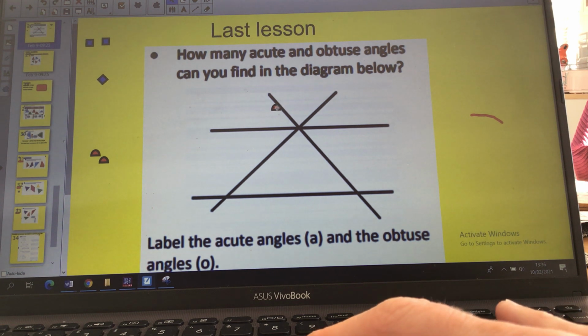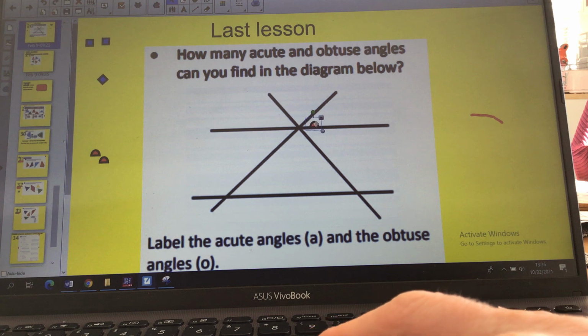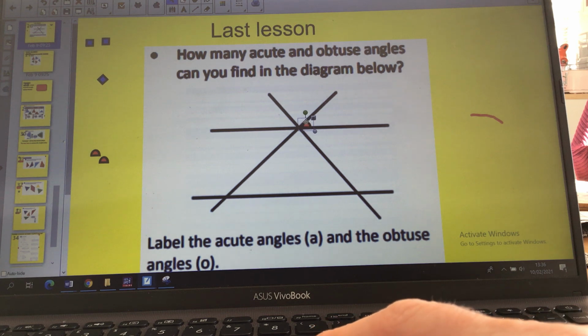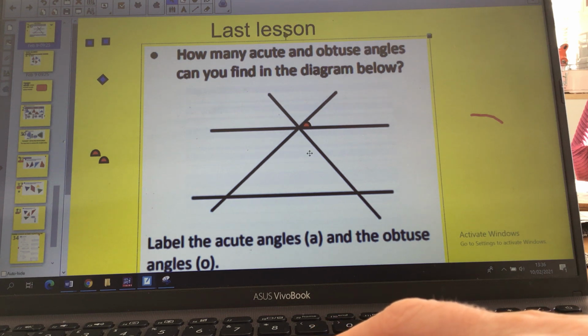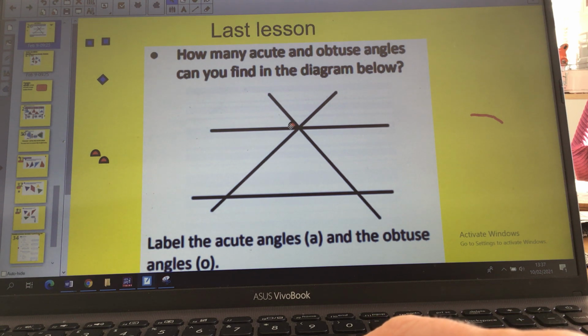So if I lift my little shape up here, I can put my little coloured angle in there. Can you see that I've made an acute angle? Where else could I put this? I could put it there. Where else could I put this? Oh, I could put it there. Yeah, another acute angle, and the opposite angle there is also acute.